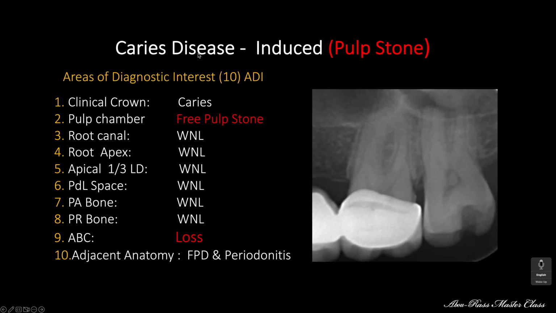This is caries disease-induced pulp stone. This is the caries. This is the free pulp stone. You see soft tissue radiolucency, the pulp stone. In addition to this caries, down here we have a periodontal pocket, also creating some irritation and etiology for the formation of this pathology here.